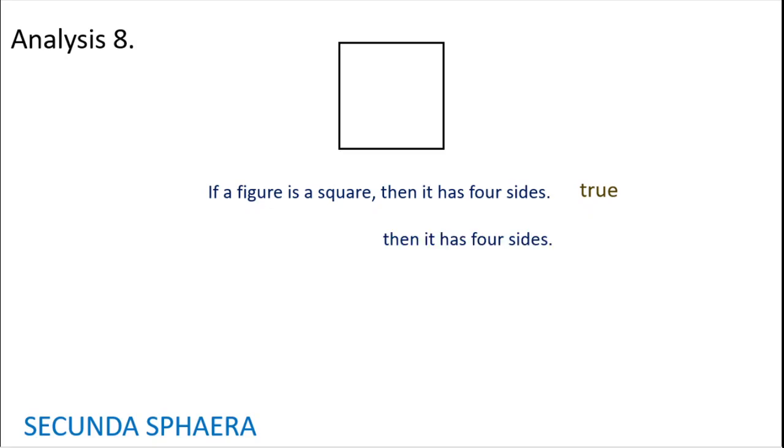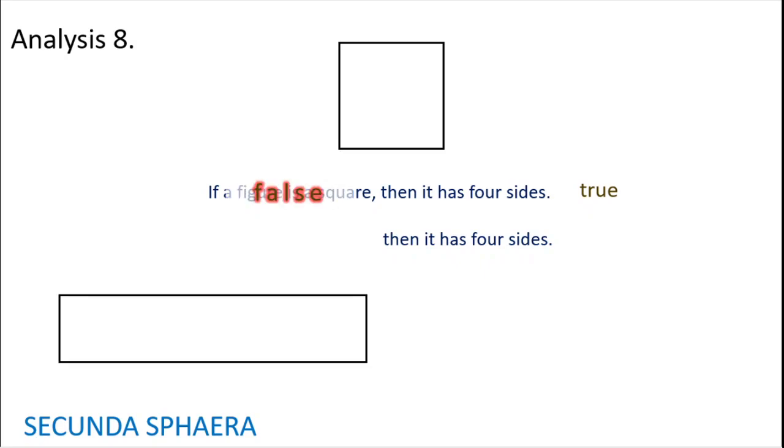But again, are there more possibilities for then it has four sides? Let's just say something else, something different from if a figure is a square. Just think about another option. And yeah, there are plenty of options out there. A rectangle with unequal sides would be an option for this. That's for sure not a square, but it has four sides.